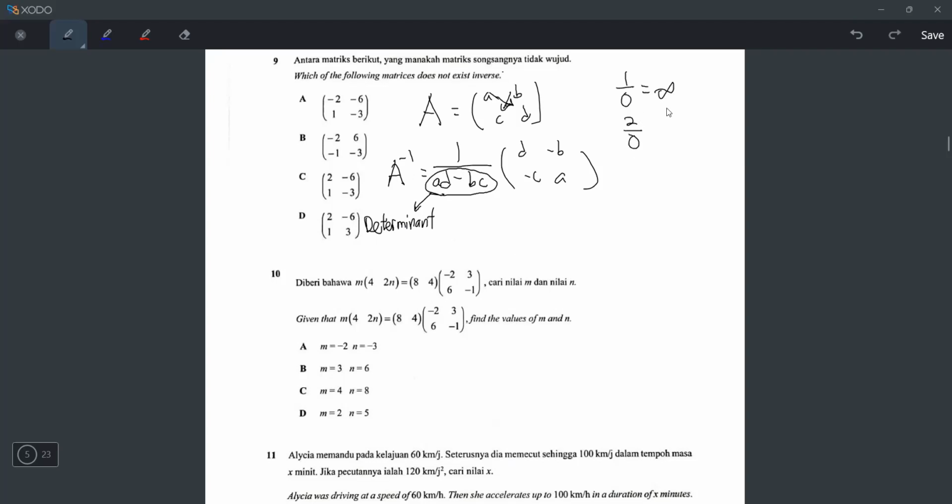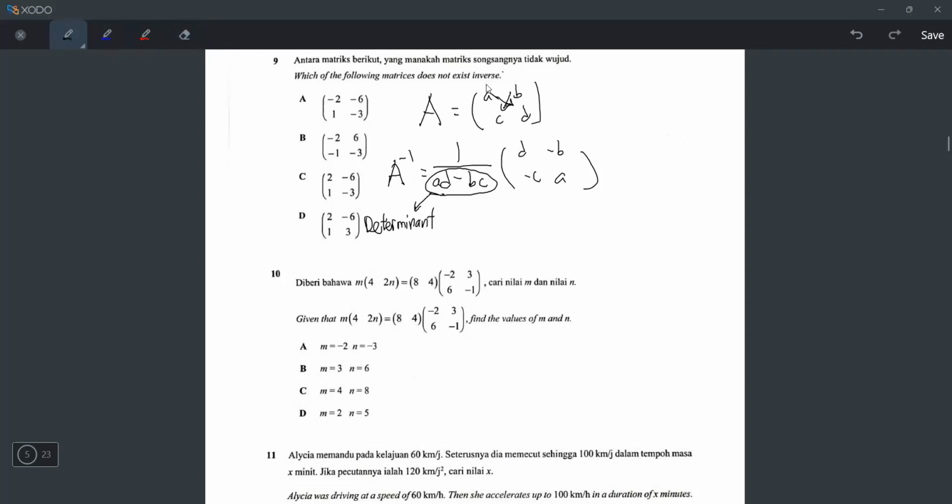1 divided by 0, math error. 2 divided by 0, math error. 3 divided by 0, math error. Some people think that 1 divided by 0 is 0, but it's not. Okay, you can try with your calculator. If you press 1 divided by 0, it's a math error. But if you press 0 divided by 1, then yes, this one can do. But divide by 0 cannot. Okay, it means the denominator cannot be 0.